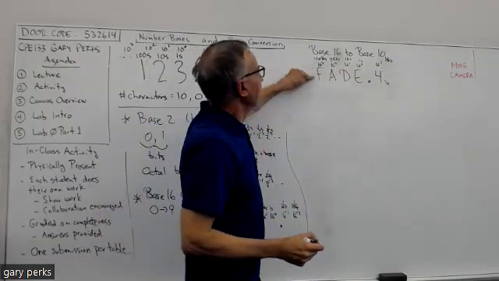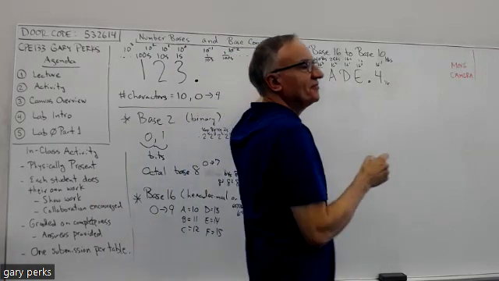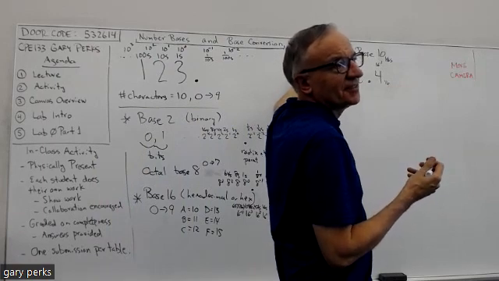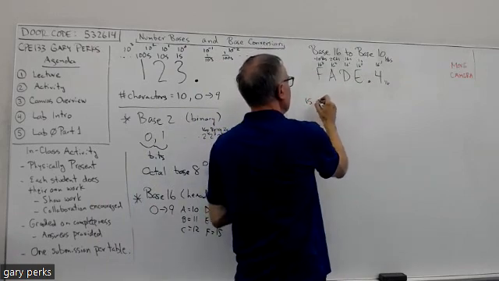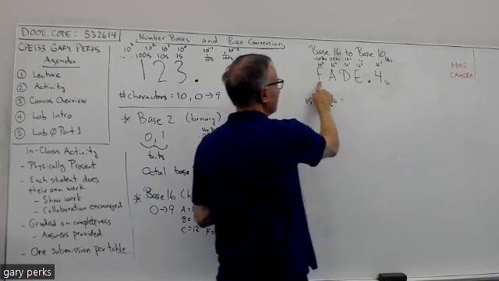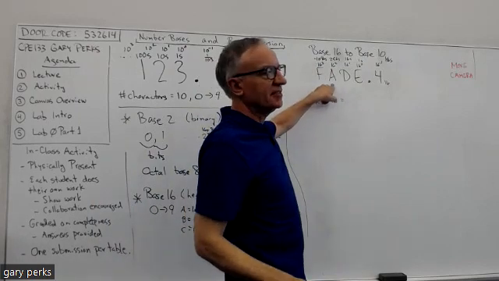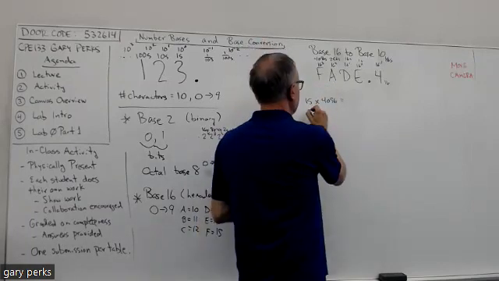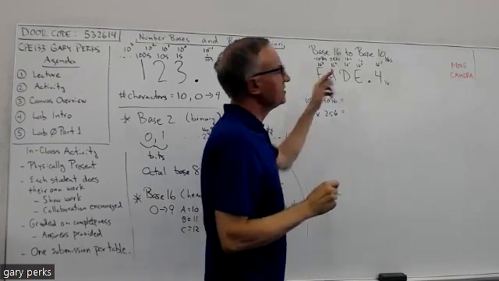Okay, so it doesn't matter what order you do this in, but we'll start here. What is F in hex? What number is F? 15. So we take F, which is 15, and multiply that times 4,096, right? Because this column is worth 4,096. Okay, what is A? What number? 10. So we take 10 times 256. Okay, what's D?